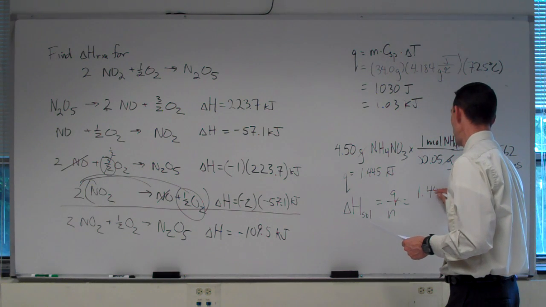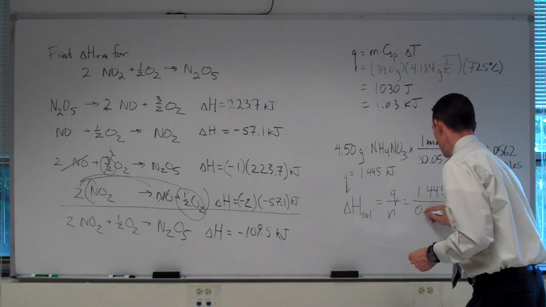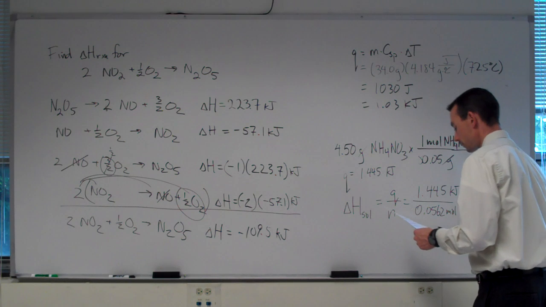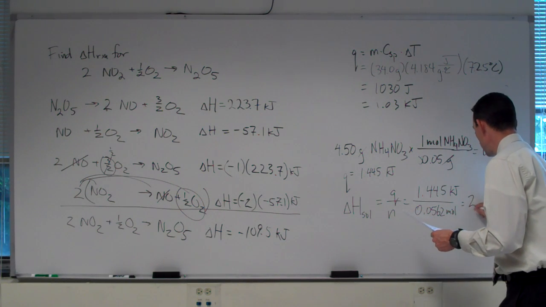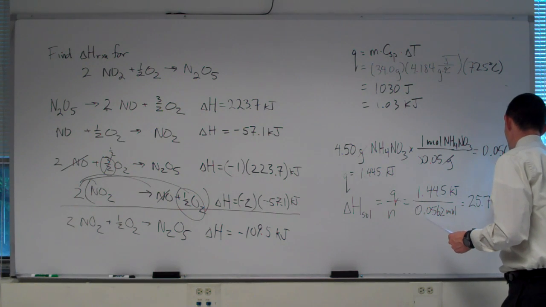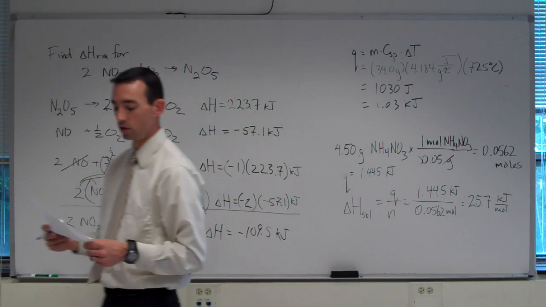So 1.445 kilojoules divided by 0.0562 moles is 25.7 kilojoules per mole. That's the enthalpy of solution.